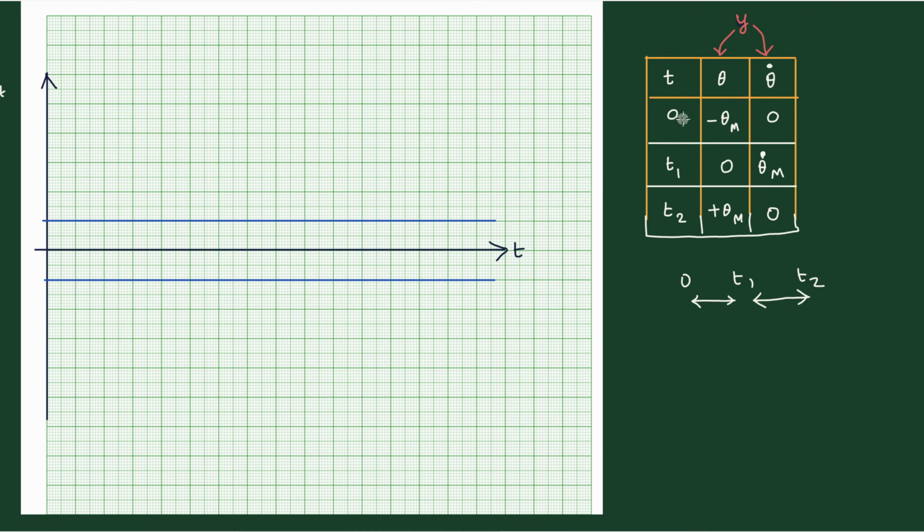So let us take this value t equal to 0, minus theta maximum. Let us search where minus theta maximum is. So this is the point. I am going to show a round here. That is the place where you get minus theta maximum corresponding to theta dot 0. But theta dot 0 will come later. First we will finish theta. Okay, so minus theta m is over.